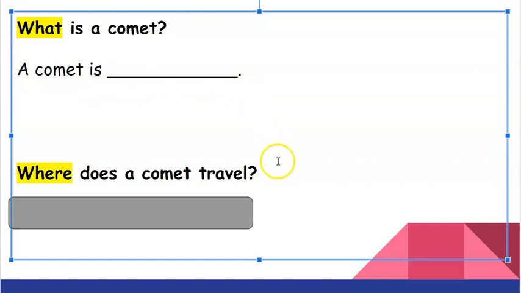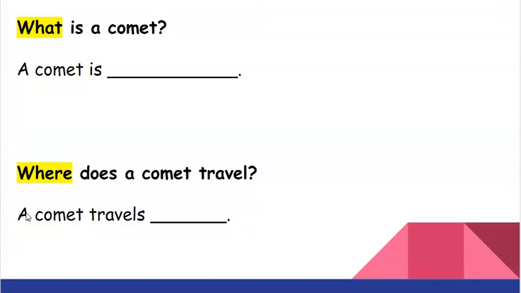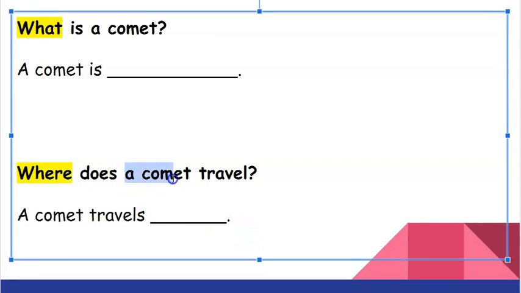Let's try it again down here. My next question is, where does a comet travel? Am I going to include the word where when I answer the question? No. What do you think I'm going to say to restate the question? Check your work with Miss Kelly's. I said, a comet travels. That way I'm using the words from the question to answer it in a complete sentence.